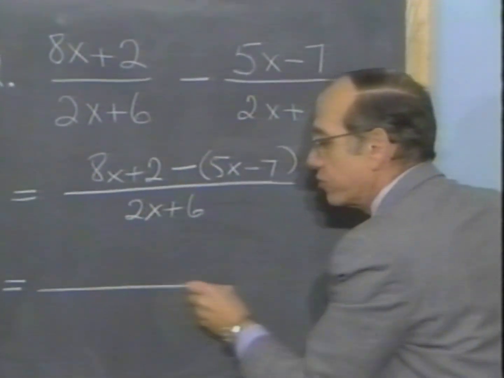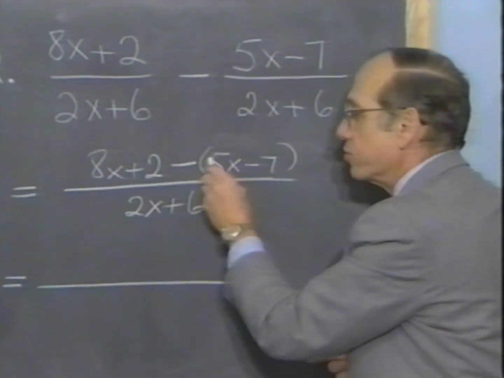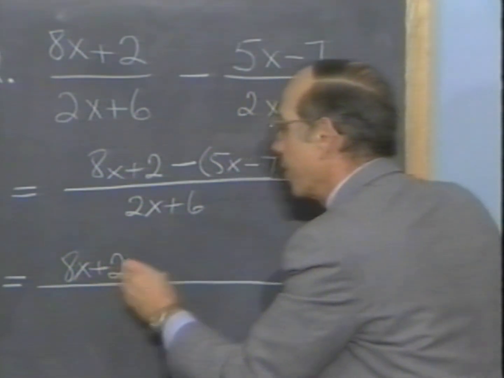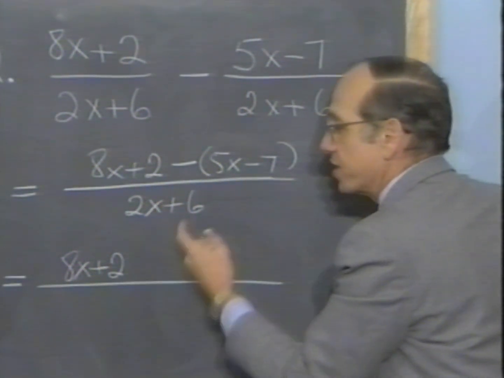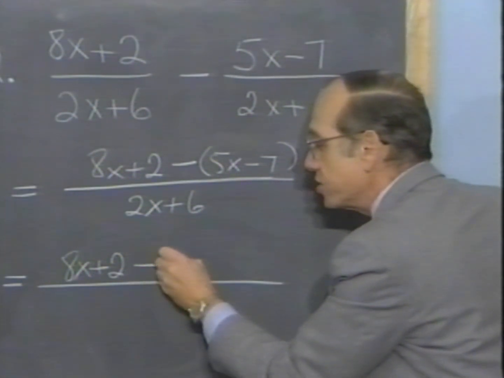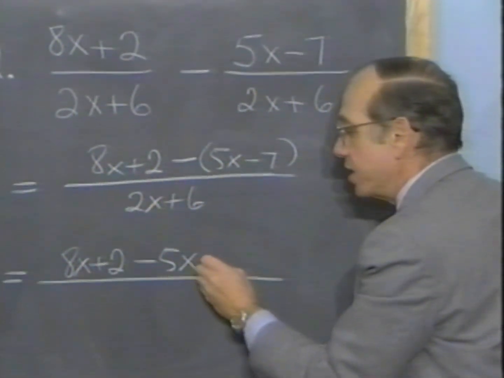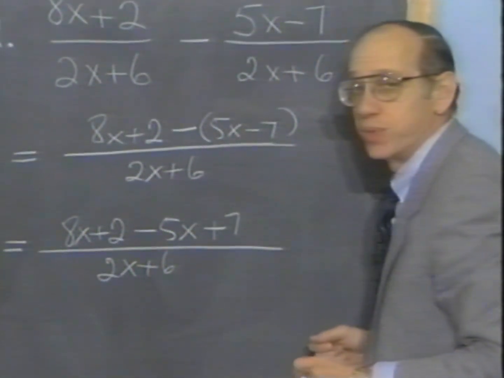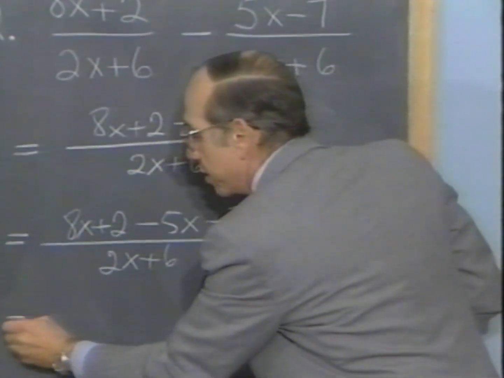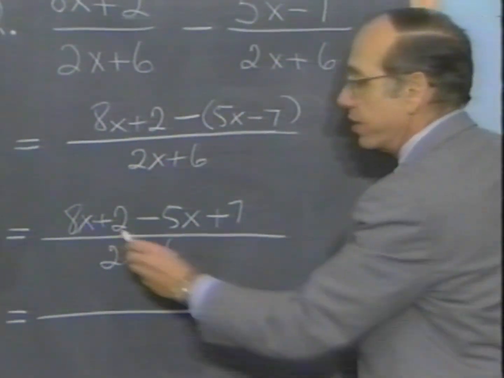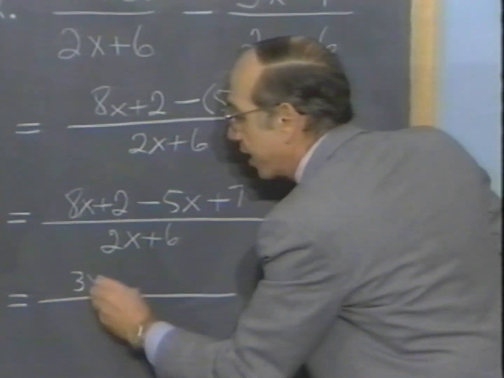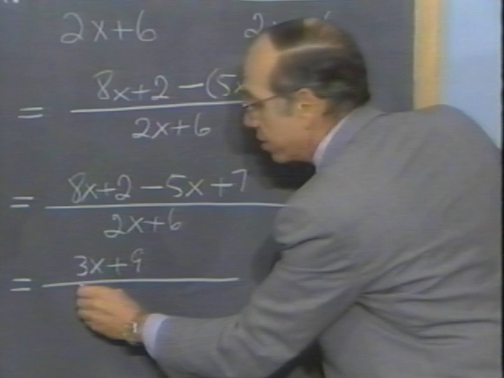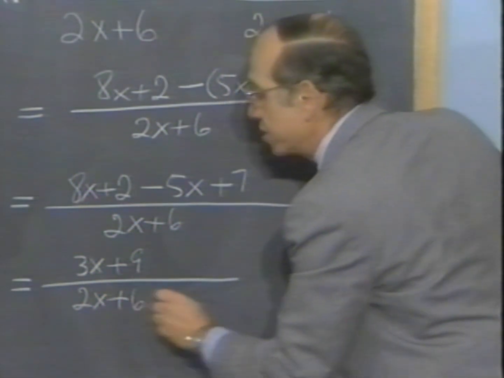All right, now we're going to try to simplify a little. First thing we're going to do is remove these parentheses. So we have 8x plus 2. Now this, remember, is really plus 5x minus 7. There's a minus in front, so we change the signs of both terms. That becomes minus 5x plus 7. And of course, we still have the denominator 2x plus 6. Now we combine like terms in the numerator. 8x minus 5x is 3x. 2 plus 7 is 9. So we have 3x plus 9 divided by 2x plus 6.